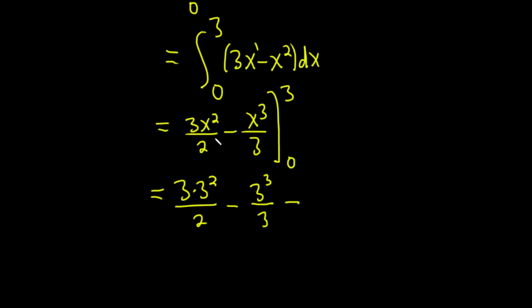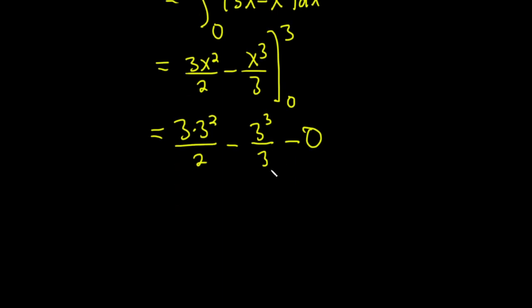Minus, and then you plug in 0 for all of these, and it's just going to be 0. So nothing there. So this is going to be 3 cubed, we have 2 3 cubes. So it's going to be 27 over 2 minus 27 over 3. Okay, so I guess we should find an LCD here. So 6, I'm going to multiply this by 2 over 2, and this by 3 over 3.